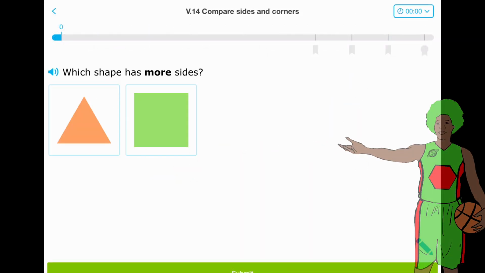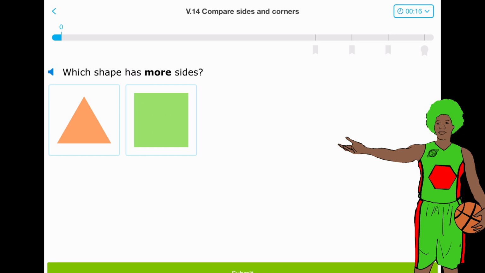Miss Watson here with another great math lesson. In today's lesson, we will be answering questions on IXL about comparing sides and corners. All right, let's get started.